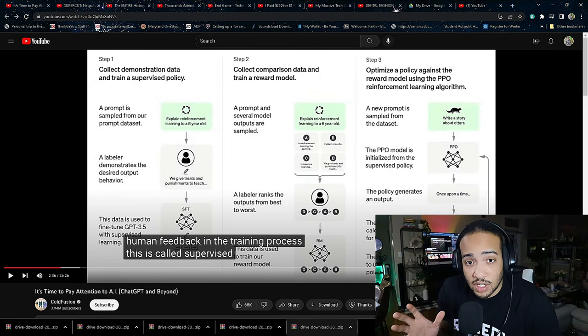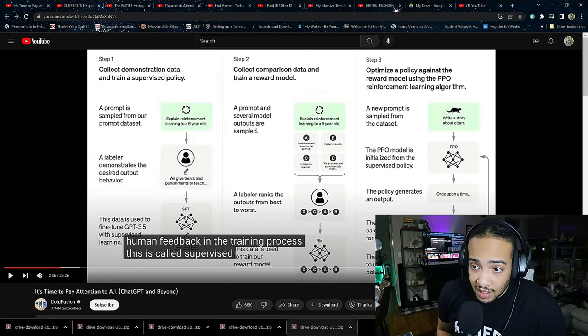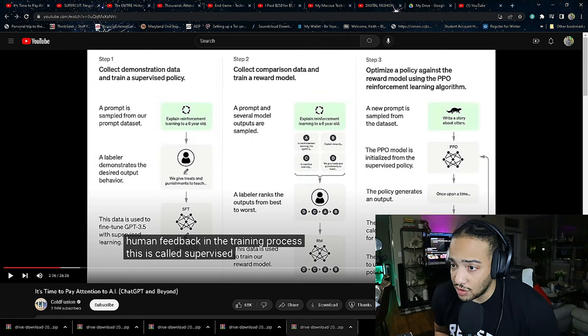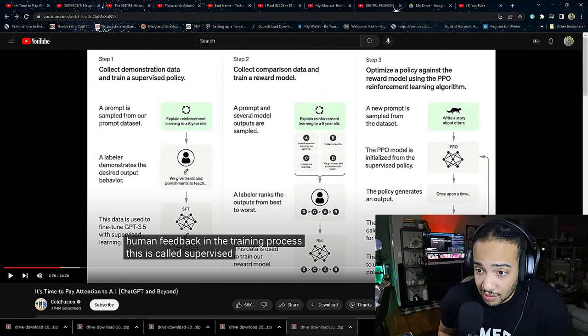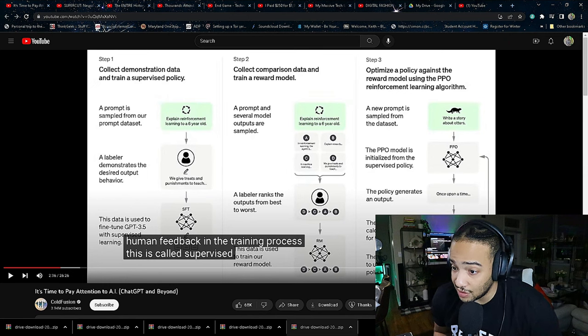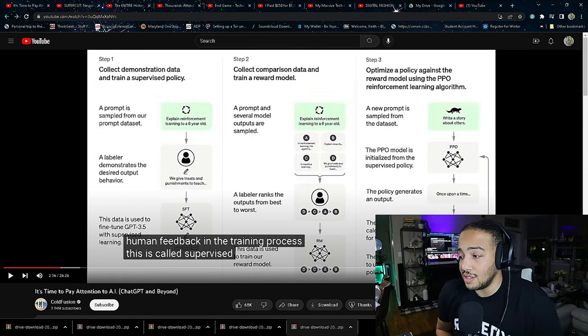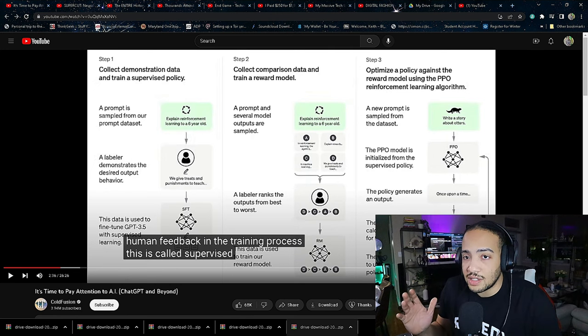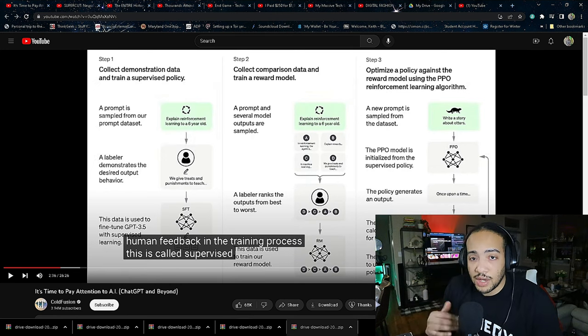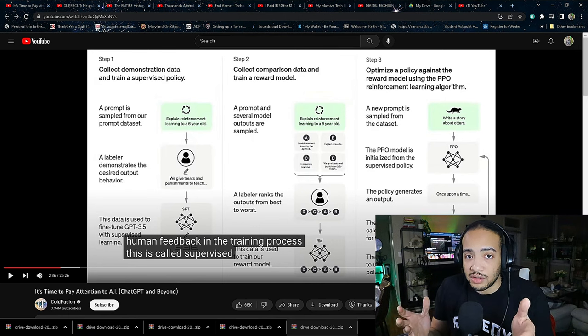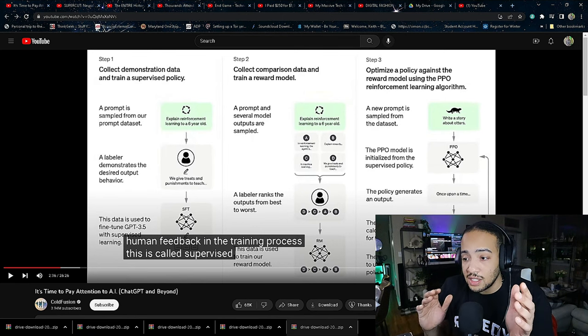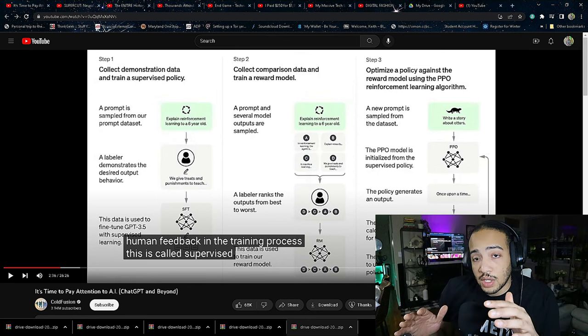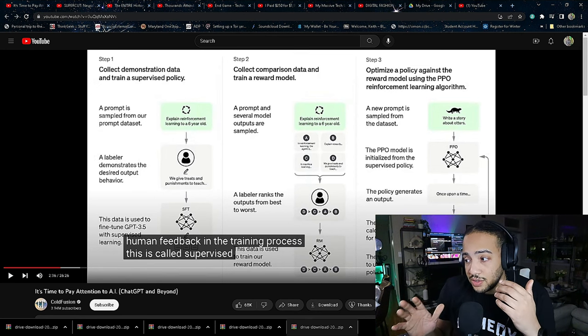So this is apparently ChatGPT's model so that they can output a realistic answer for the end user. It says step one, collect demonstration data and train a supervised policy. Explain reinforcement learning to a six-year-old, which is the best way of explaining something. If you're going to try and explain something extremely complex, you have to break it down into matters that a six-year-old can understand. That's the best way to tell that somebody is really, really smart. So honestly, this model just seems like it's very straightforward.